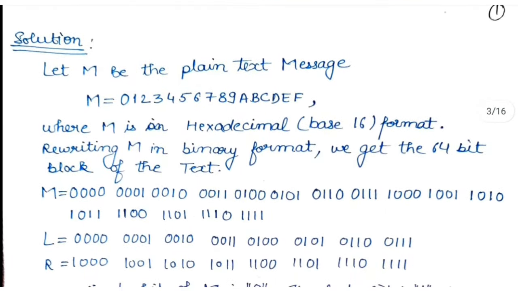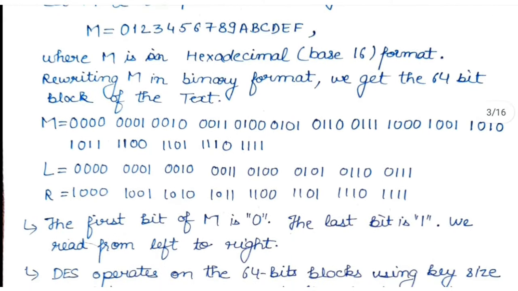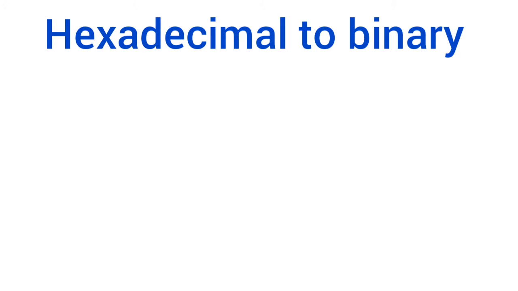So let us start. As we know, M is given, that is the plain text, and M is equal to 0, 1, 2, 3, 4, 5, 6, 7, 8, 9, A, B, C, D, E, F. By observing this, you can say that M is in hexadecimal format. So we will rewrite this M in binary format and we will get a 64-bit block of text. I have already converted this hexadecimal format of M into binary format. Let us see how to convert hexadecimal to binary.